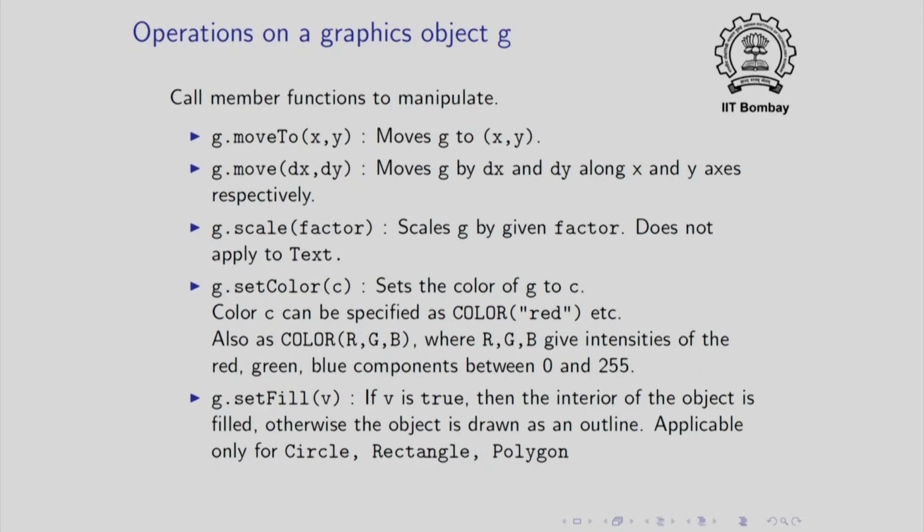An object can be drawn in two ways. It can be drawn in outline or it can be drawn as a solid filled object. Whether it is drawn in outline or in a solid manner can be changed by the setFill command. If you say g dot setFill with true in place of v, then this will make the object solid, that is, it will fill the interior of the object. If you specify false, then the object will be drawn as outline. Note that this is applicable only for circle, rectangle and polygon and not for lines and text.